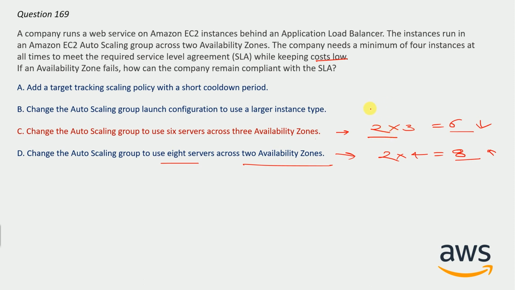And also as we have the option of using 3 availability zones here, we will have more availability, because even in case 2 availability zones fail, which has rare chances, still we will have 2 instances running. But in this case, if 2 availability zones fail, we will not have any instances running. So this is not the correct answer here, only option C is correct.